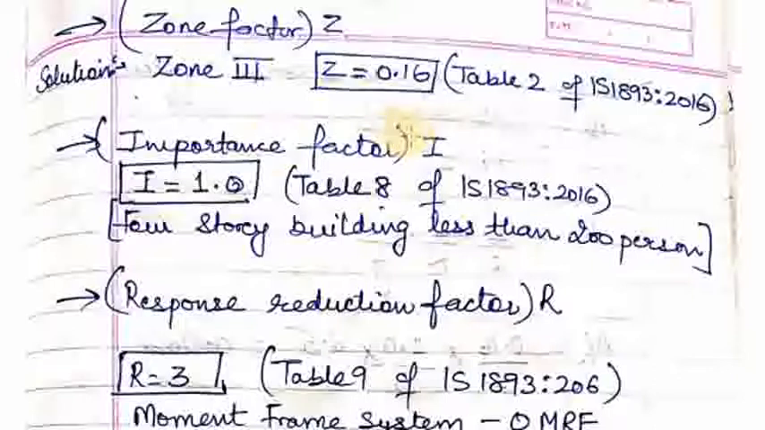The importance factor I we have taken as 1 from Table 8 of IS 1893 as it's a four-story building, less than 200%. If it is more than 200%, then we have to take I as 1.2, and if it has post-earthquake importance as well or it's a monumental building, then we have to take the value of I as 1.5. As it is an ordinary moment resisting frame, that's why we take the value of R as 3.